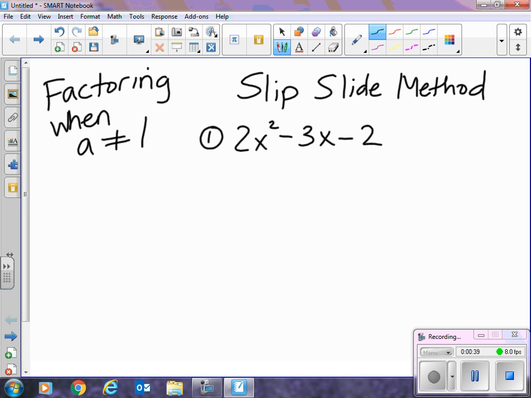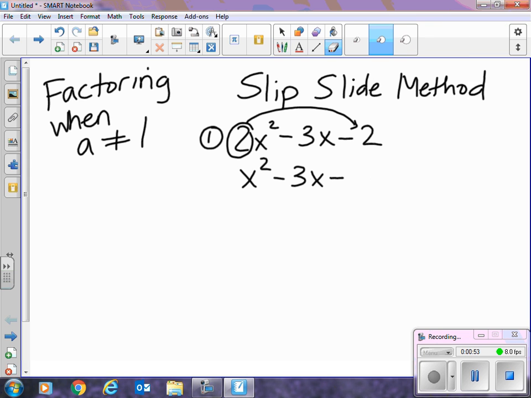Okay, so when our a value is not a 1, we have to take the leading coefficient and multiply it times the constant, so a times c, and rewrite it so you end up with x squared minus 3x minus 4. Gives you a new trinomial. Sorry, not 6, 4. So 2 times 2 is 4. Once you get to this new trinomial, your a value is 1.